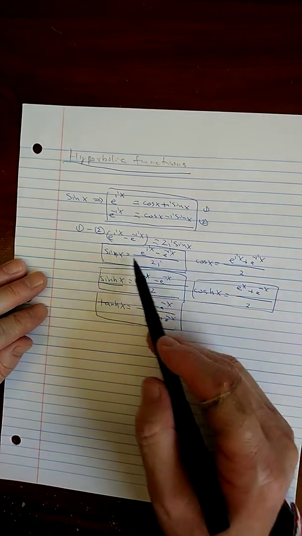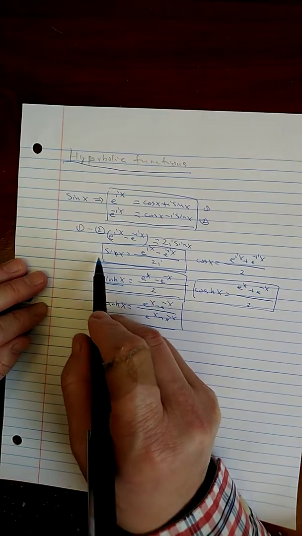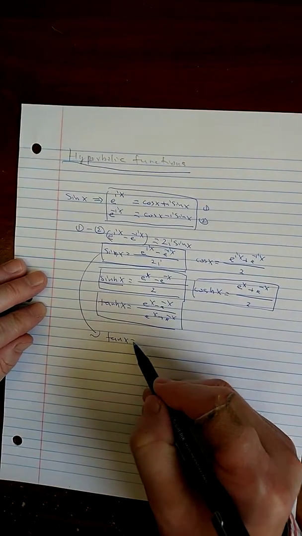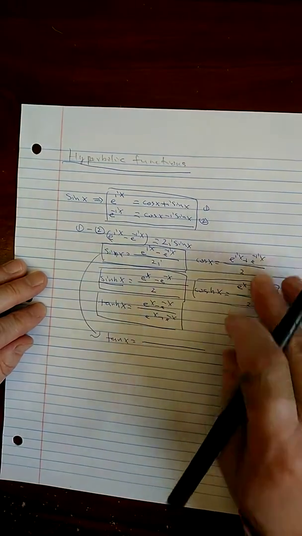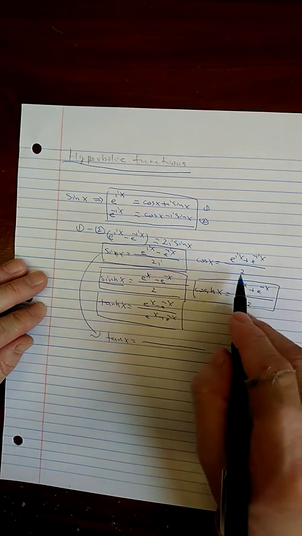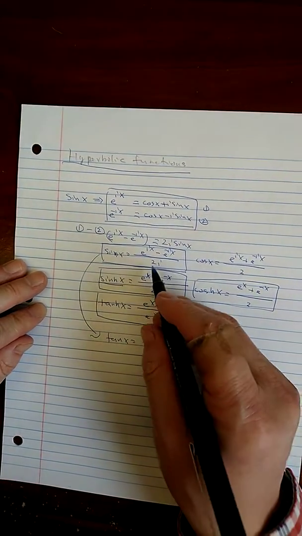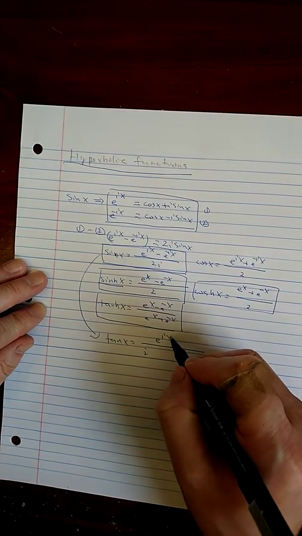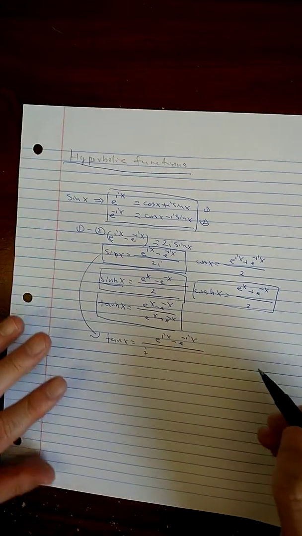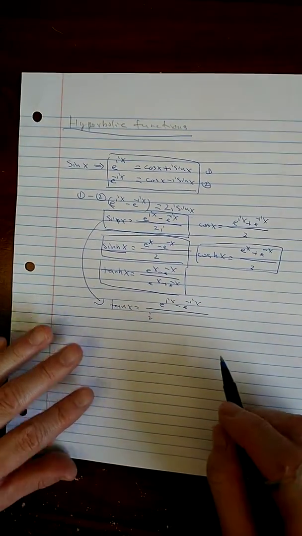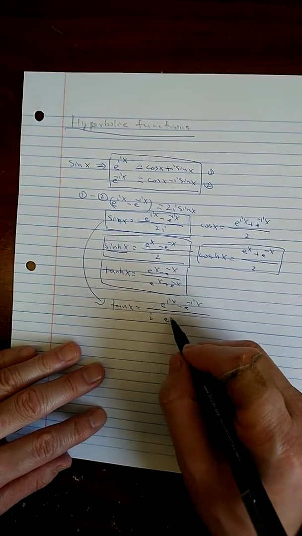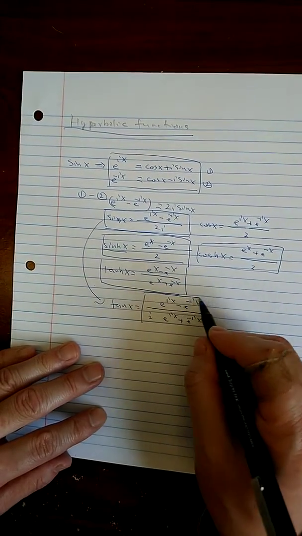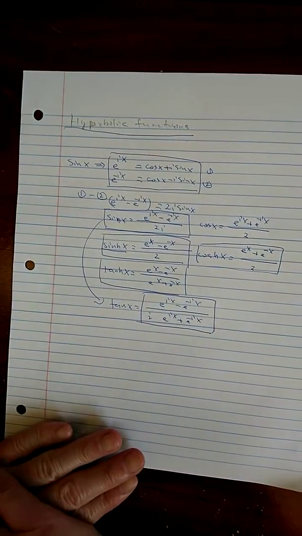You can do the tangent for the regular functions as well. Regular tangent x just equals this term divided by that term. So the i remains in the denominator, and the numerator is e to the ix minus e to the negative ix, and you have another term, e to the ix plus e to the negative ix. That's what you get.